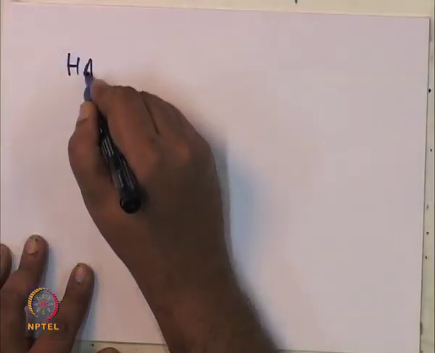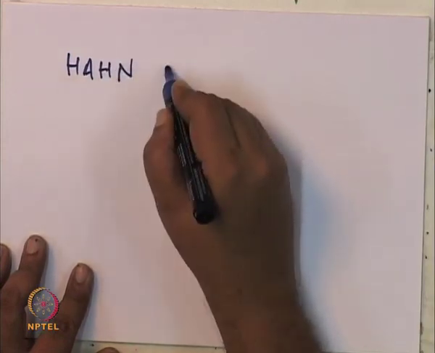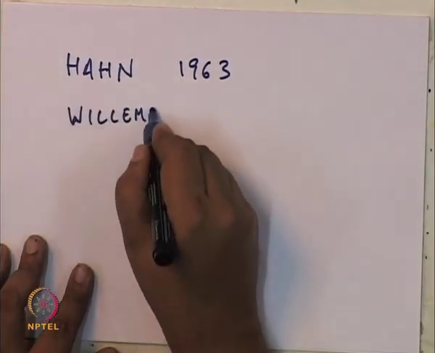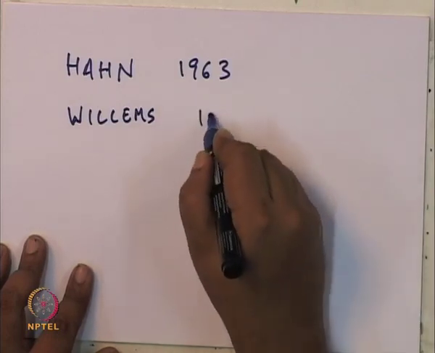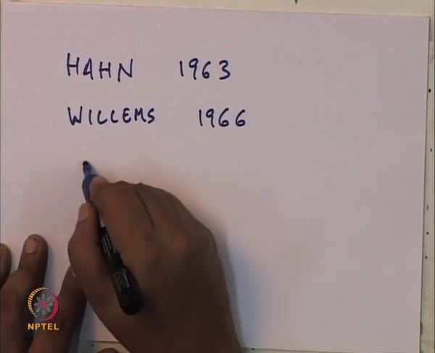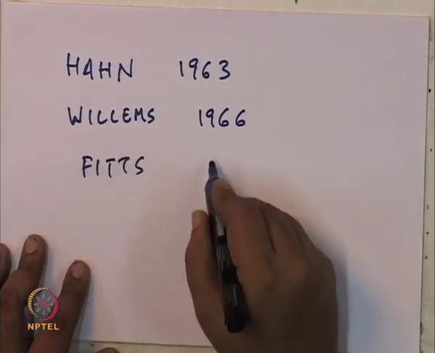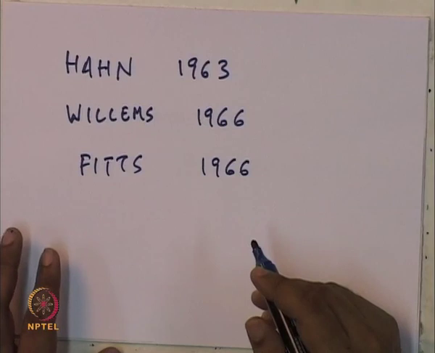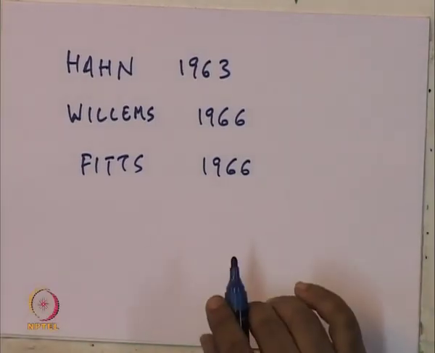Okay. It turns out that Eisenman's conjecture is false, and this was proved by several people over the years. So some of the more famous names include Hahn, who did this in 1963, then Willems. So Willems showed a counterexample that this doesn't hold. Willems did this in 1966. Then there was Fitts, who did this also in 1966. So they constructed all sorts of examples which showed that this conjecture of Eisenman is not correct.